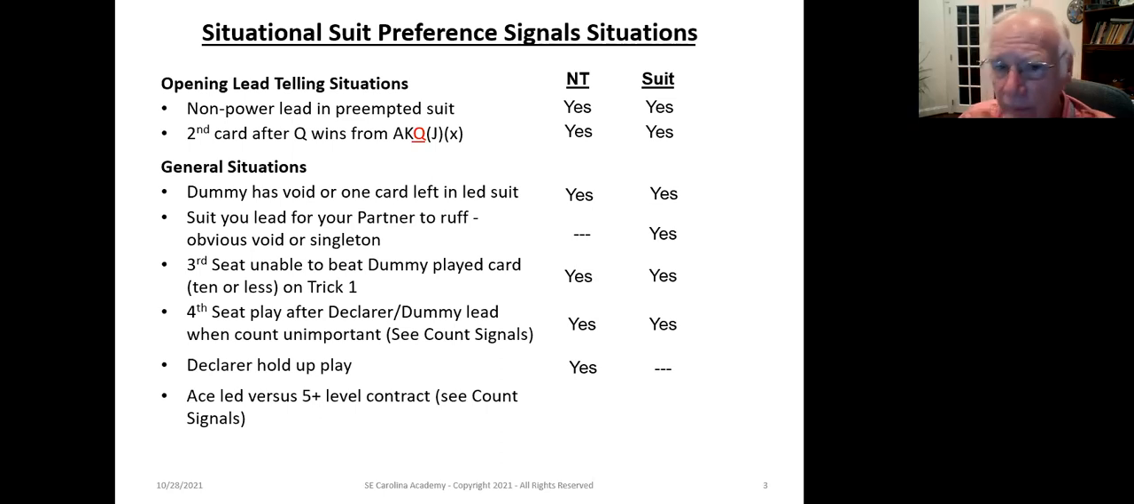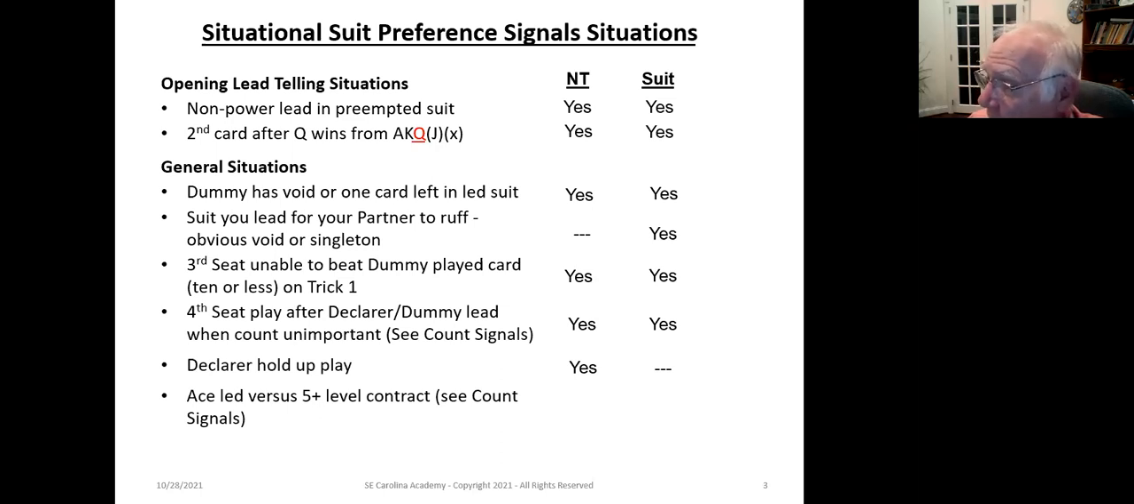Okay, there's another particular case that occurs, and it is related to when the contract ends up to be at the five plus, diamonds or whatever, six or seven, and you have the ace king. Your partner has the ace king, or you have the ace king in that particular suit, and you're on opening lead. Whether you lead the ace or the king is a suit preference. It has a particular meaning.